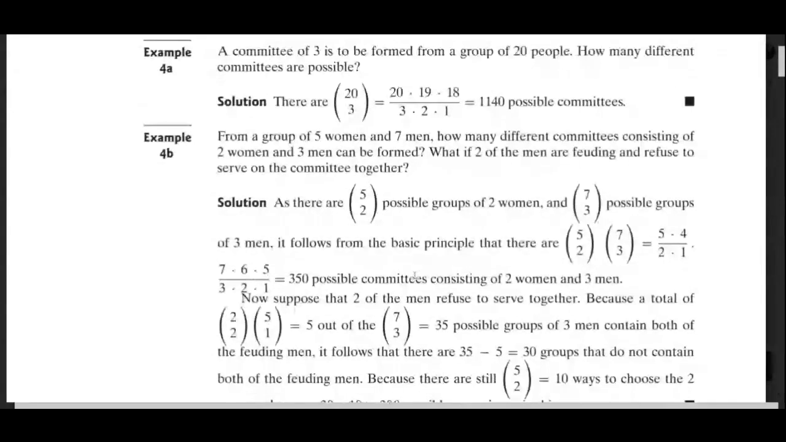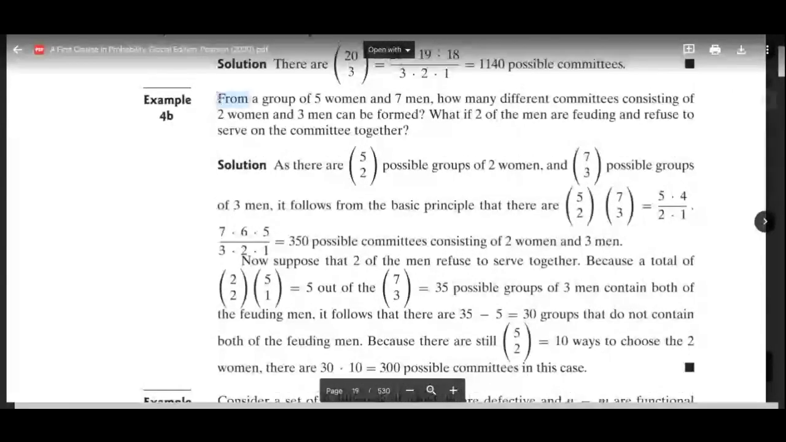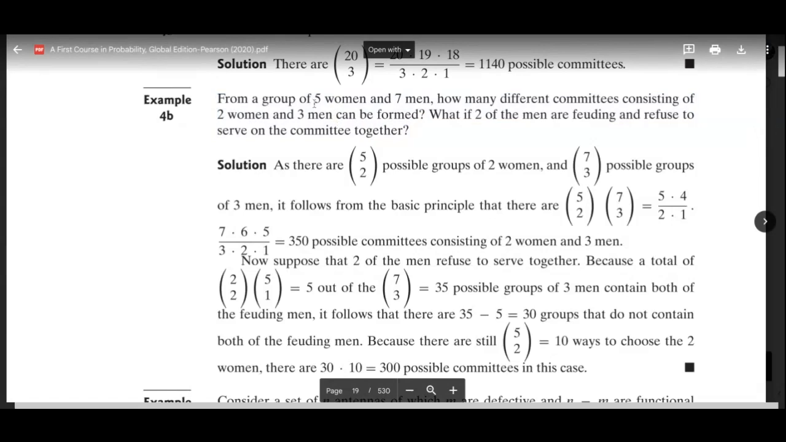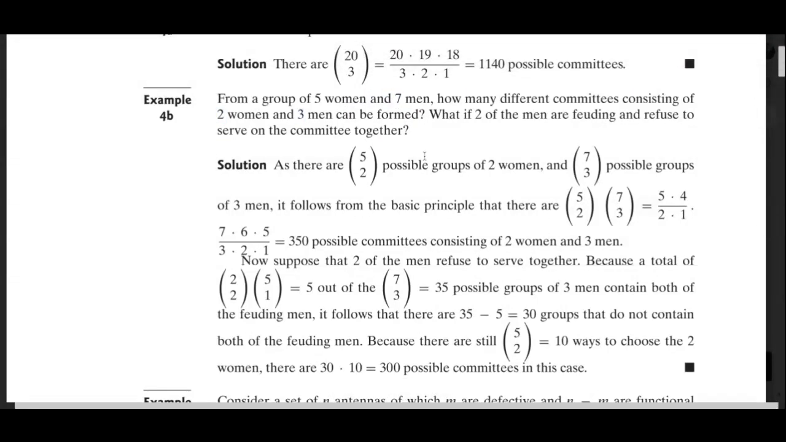Okay, let's see this example. From a group of 5 women and 7 men, how many different committees consisting of 2 women and 3 men are possible? And what if 2 of the men are feuding and refuse to serve on the committee together? Well, let's see the first question. So out of 5, we want to choose 2, right? That's the number of ways for women. Out of 7, choose 3, right? That's the choices for men.